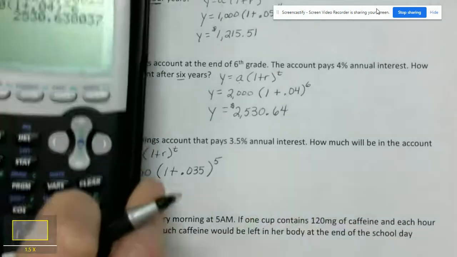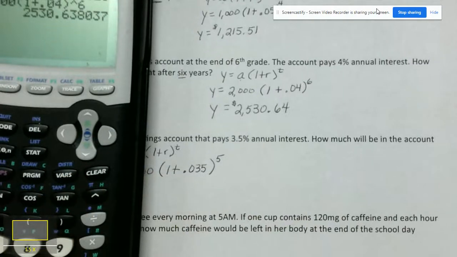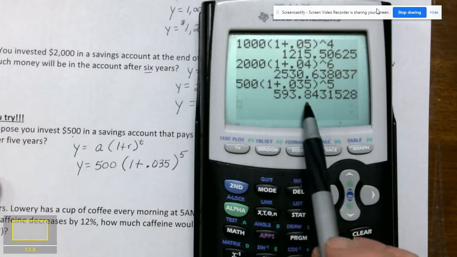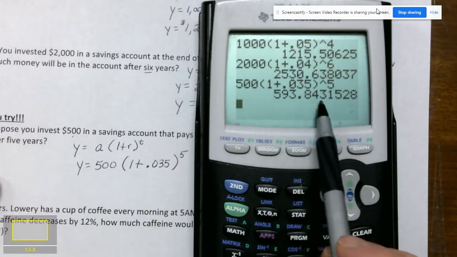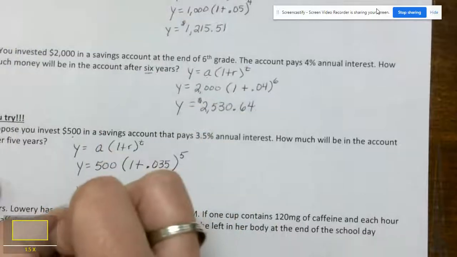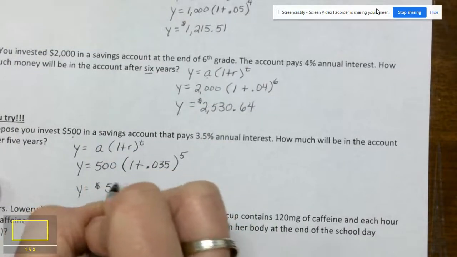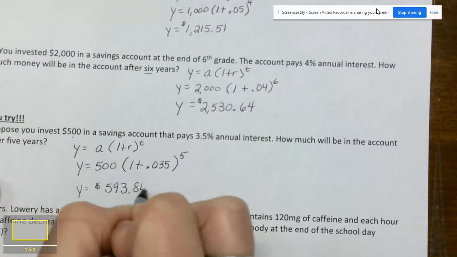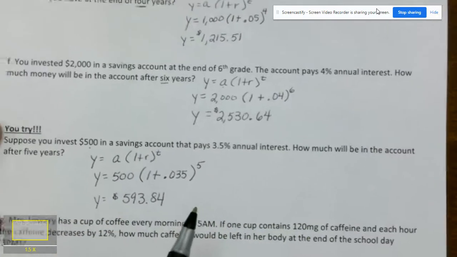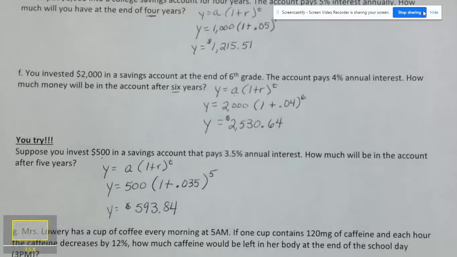Okay, if we key that in, I'm going to put it over here so you can see it. 500 times 1 plus 0.035 raised to the 5th power. Okay, $593.84, because that's a 3, so that's going to be 84. So 593.84. Okay, those represent our exponential growth. If you have any questions, let me know.